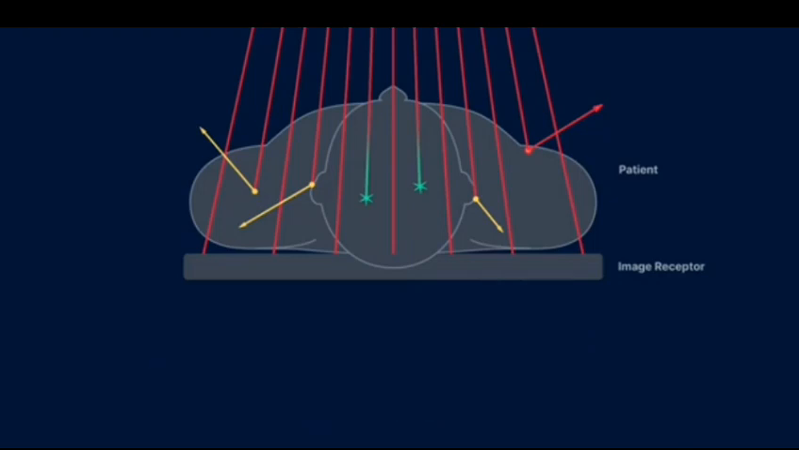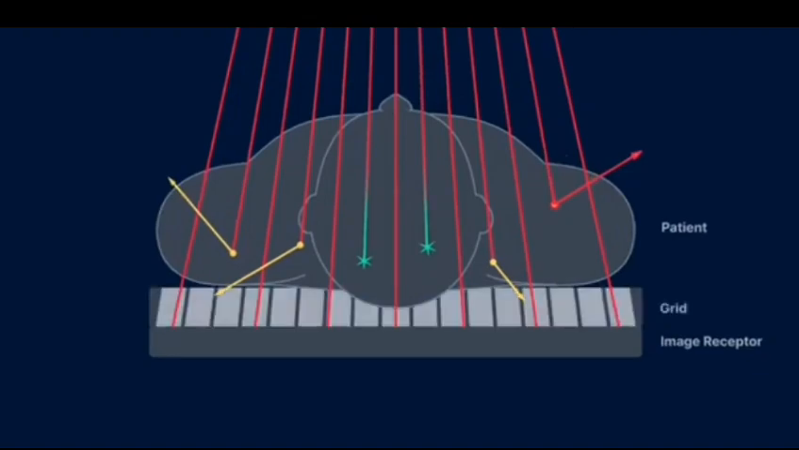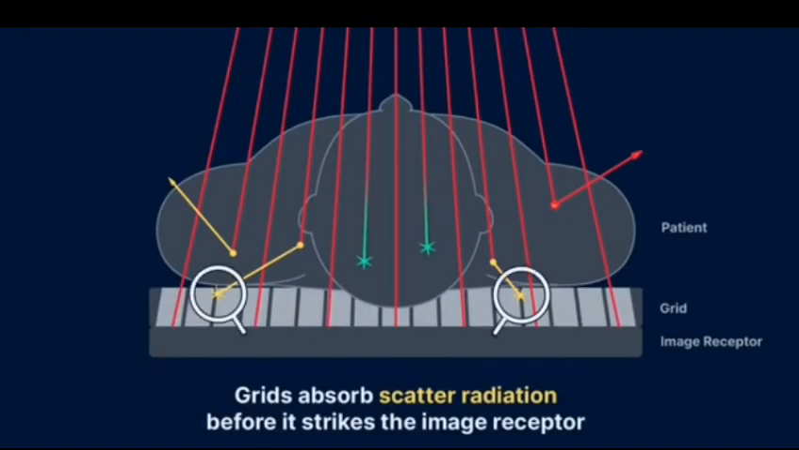So how do grids work? A grid is placed between the patient and the image receptor to absorb scatter before it strikes the image receptor. Grids do not decrease the production of scatter within the patient, but they do remove scatter from the beam before it strikes the image receptor and degrades the image quality.